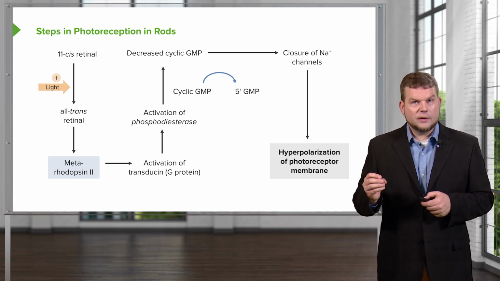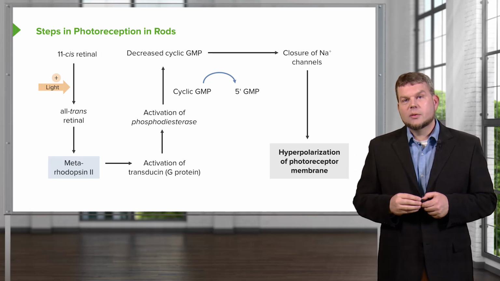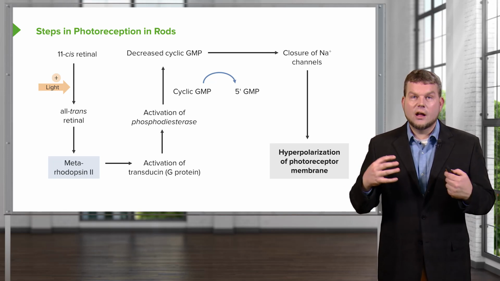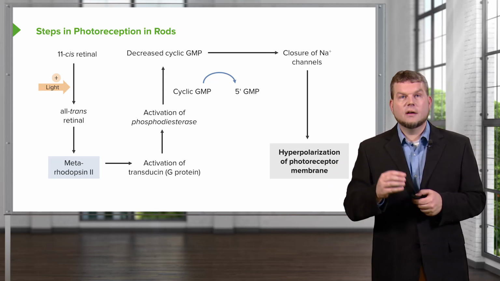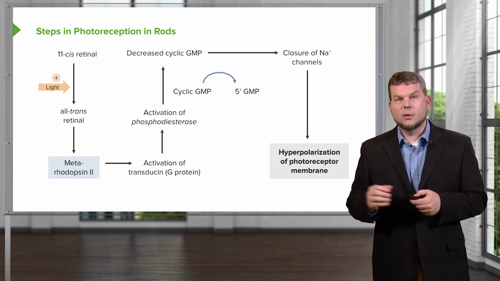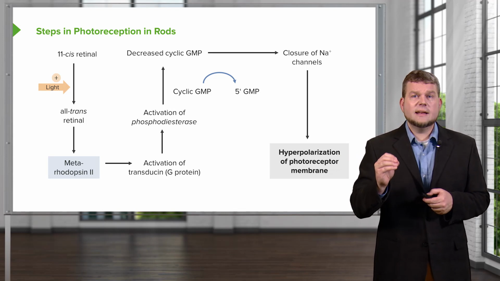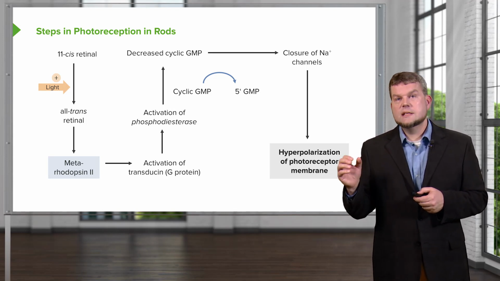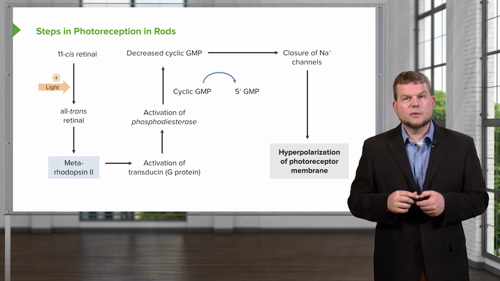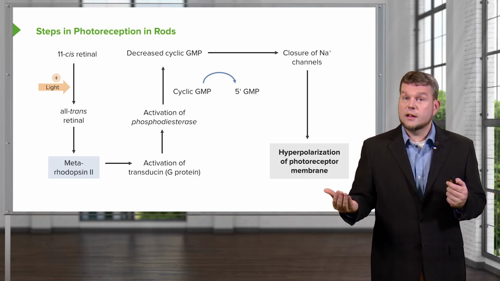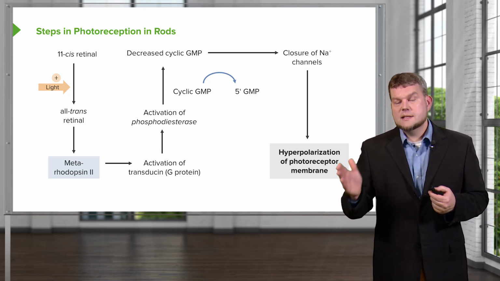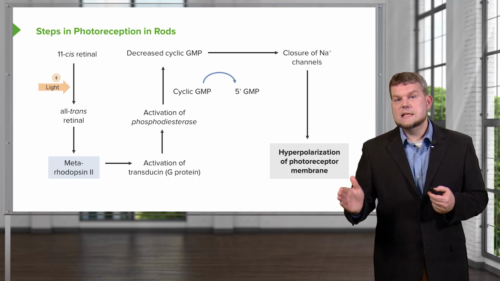Why is this important? The hyperpolarization allows for a greater amount of on versus off component of the photoreceptor. So if light is present, you get hyperpolarization. If light is absent, you get depolarization. That's a little bit different than some receptors that we have talked about thus far in physiology. So remember, light hyperpolarizes, dark depolarizes.